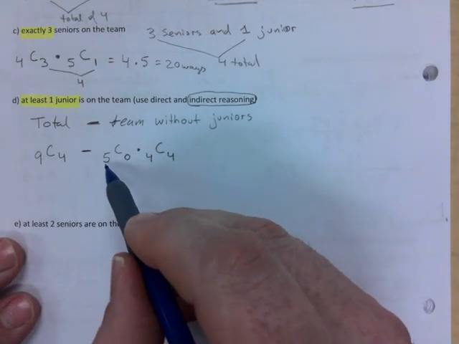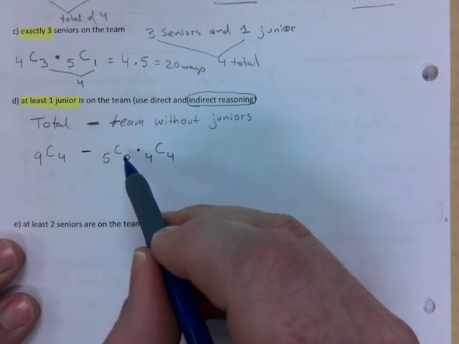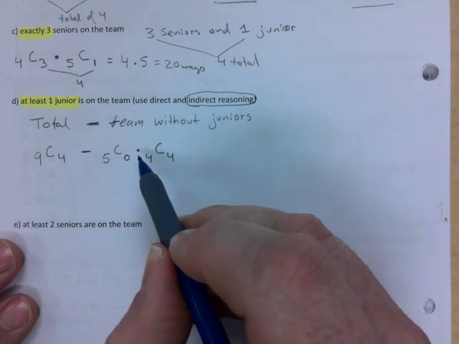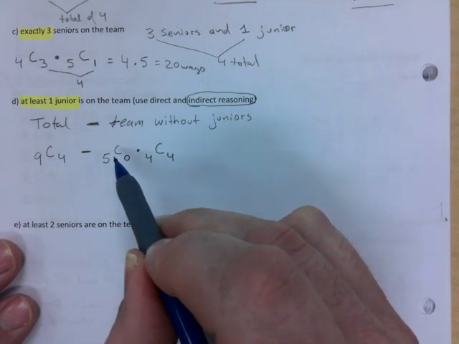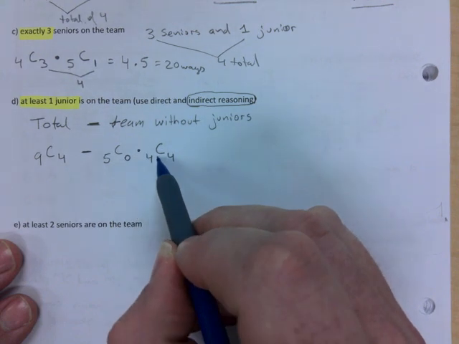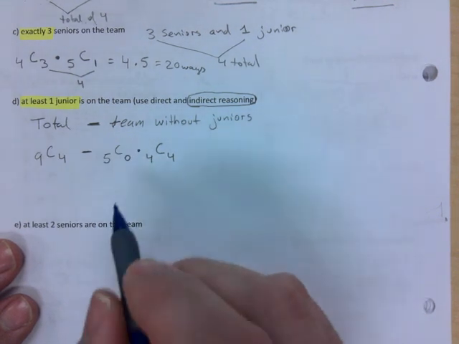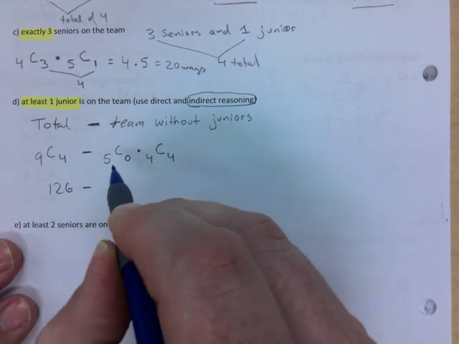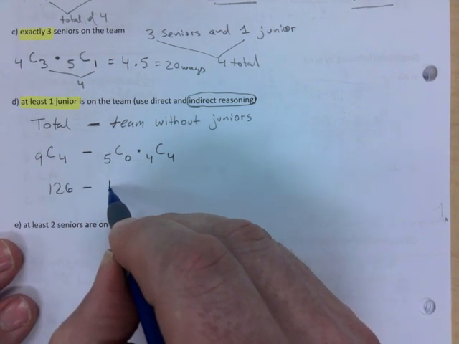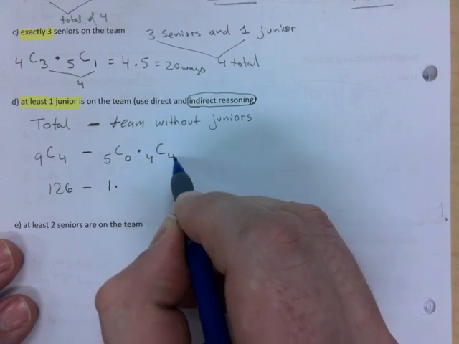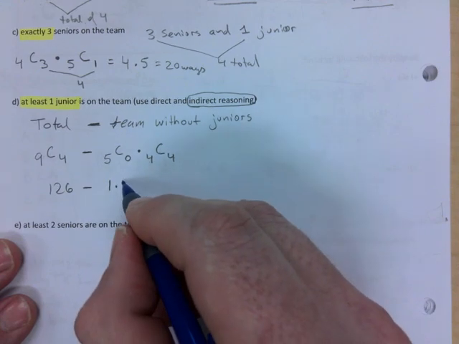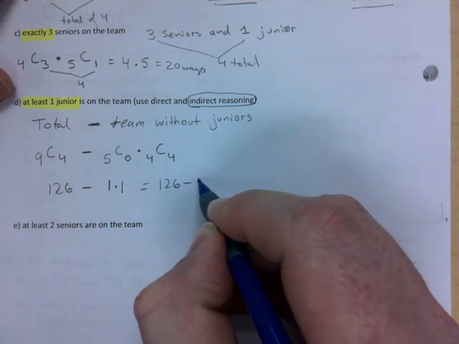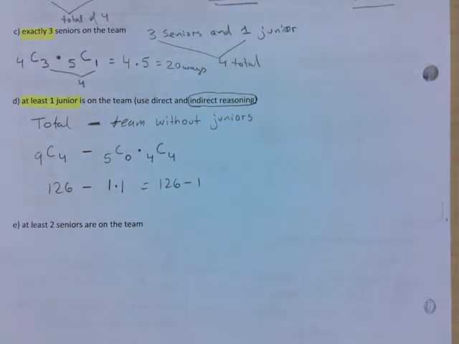And remember, I want to prepare you that it's always both components. You need juniors and seniors. In this case, we picked none of them. So 9C4, I already know, is 126, minus 5 choose 0, which is just 1, and 4 choose 4 is also just 1. So it essentially is 126 minus 1, and there we have our answer.